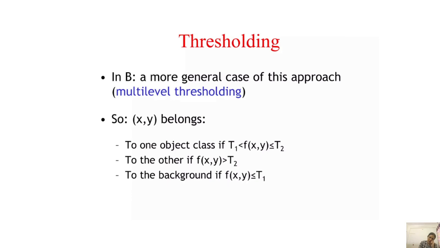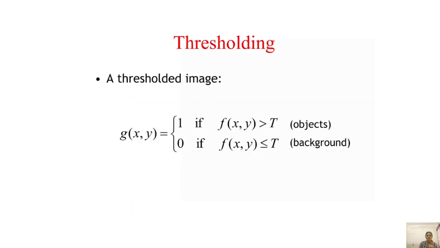In B, it's a more general approach. One object class will be between the two thresholds T1 and T2, another will be greater than T2, and another will be less than T1. So this is another type of double thresholding.